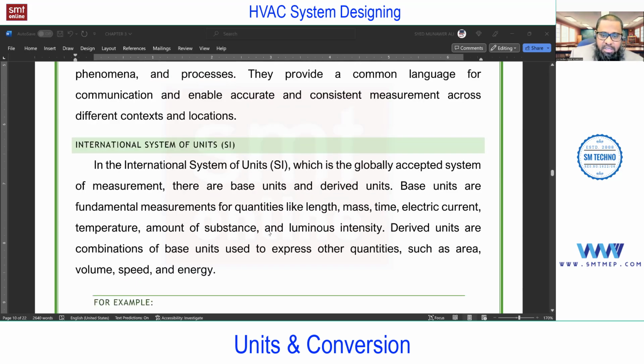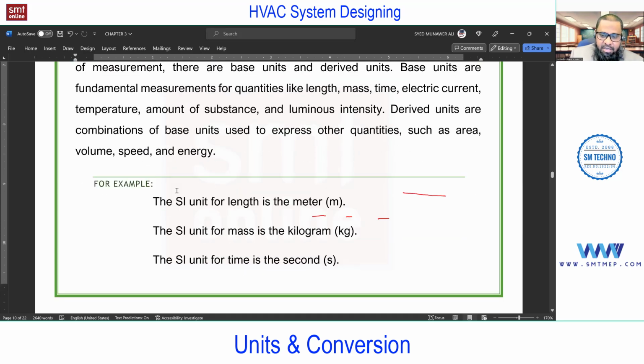SI is the International System of Units, which is globally accepted for measurement. The reason we are using SI as a standard is that SI offers base units. So what is a base unit? Base units are the fundamental measurements for quantities like length, mass, time, electrical current, etc. A base unit refers to a fixed unit for a particular physical characteristic. For example, in the SI system, if you want to measure length, we use the meter. For mass, we use kg. For time, we use the second. We are not using minute, we are not using hour, we are not using grams or grains, and we are not using centimeter.